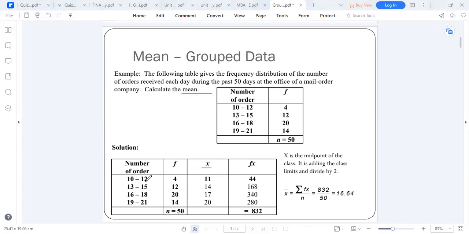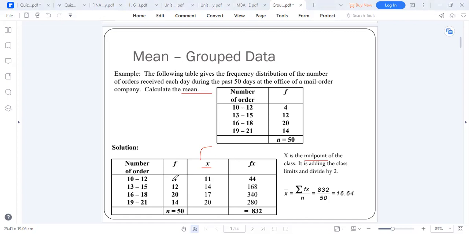10 plus 12 is 22, divided by 2, we get 11. 13 plus 15 is 28, divided by 2 is 14. 16 plus 18 divided by 2, we get 17. 19 plus 21 divided by 2 is 20. So this is what we call our midpoint. So far, are we together?